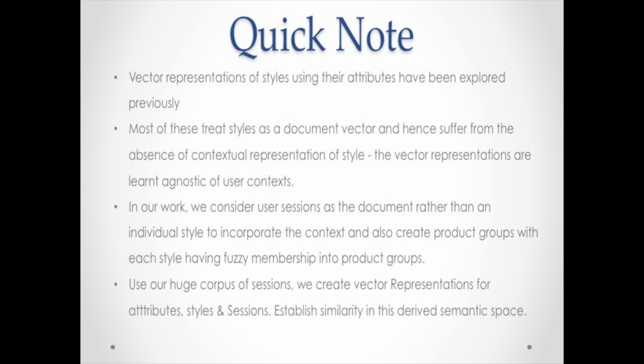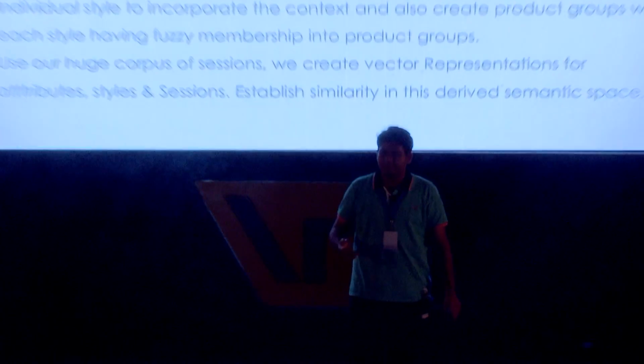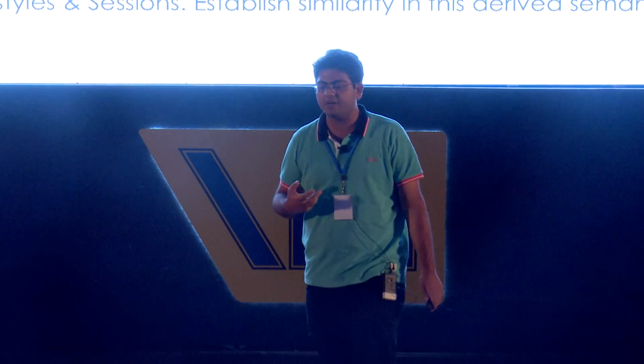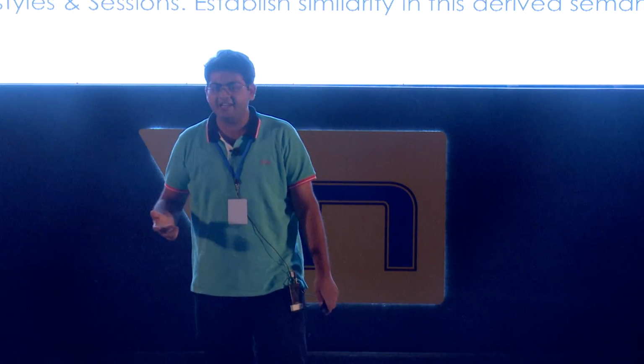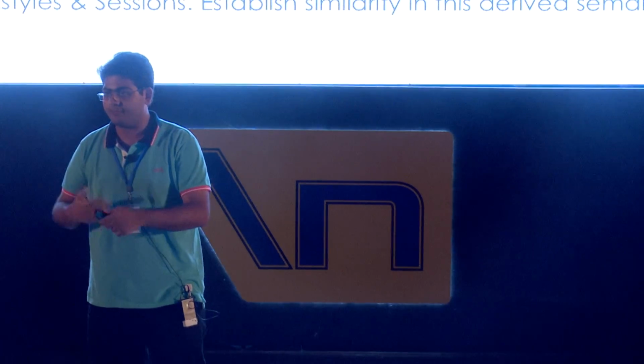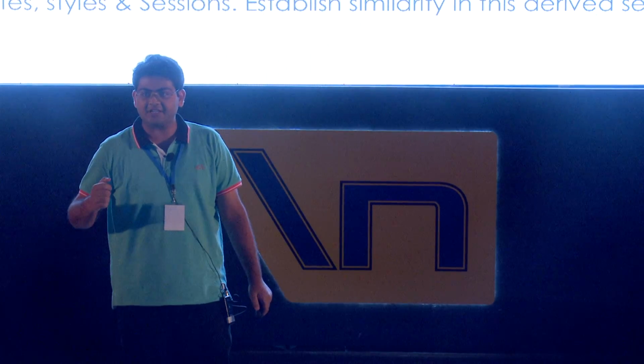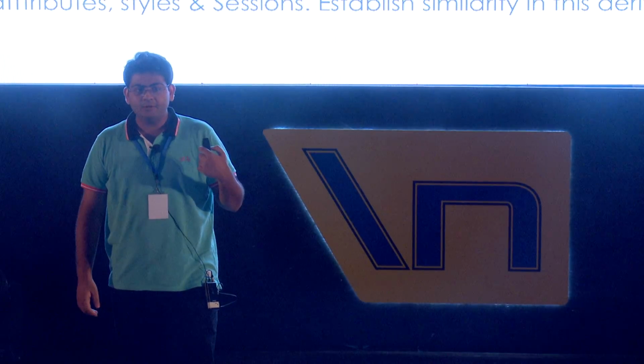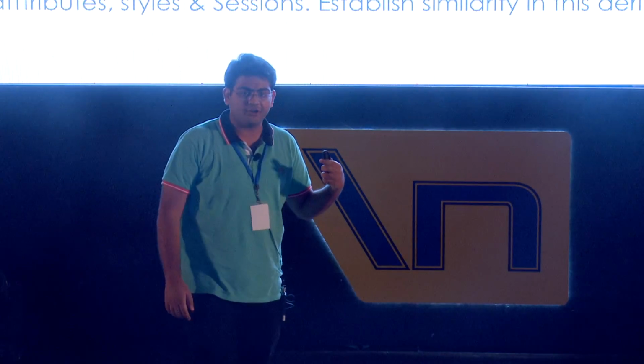So, a quick note: people have tried using this sort of word2vec approach, like Stitch Fix and folks from Lyst also have tried this approach, but every time people are using it on a style level. So essentially the context which Deepak was talking about is not really captured when you do that on a style level. So instead of treating style as a document, in this particular approach we consider session as a document, right? And the attributes as the words. So finally we end up learning the vector representations of our attributes.